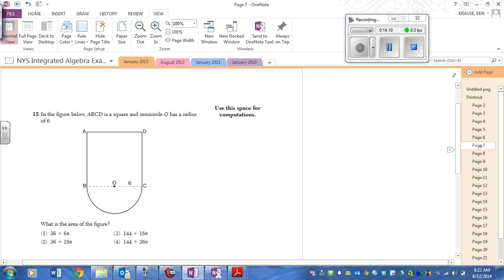All right, last problem. This one's pretty easy. We just have to find the area of this. Well, this side is 6. This is 12. And this is 12. So the area of this box is 144. So that means that's going to throw out these.